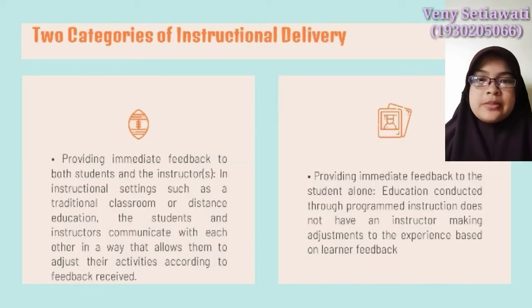Alright, the last material is about two categories of instructional delivery. First, providing immediate feedback to both students and the instructors. In instructional settings such as a traditional classroom or distance education, the students and instructor communicate with each other in a way that allows them to adjust their activities according to feedback received. For example, the teacher in a traditional classroom may notice his or her students are looking drowsy and decide it is time for a short break.